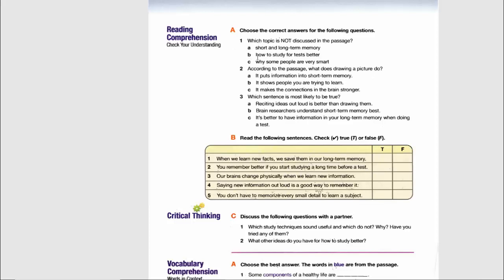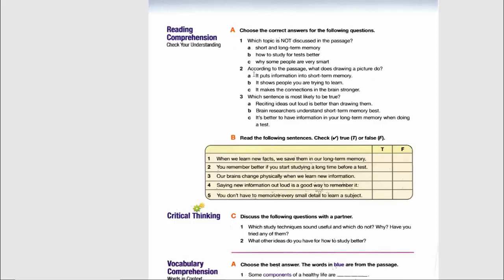B, how to study for tests better. It was the main idea somehow, so it is also incorrect. C, why some people are very smart. We didn't face a word like smart or people like these things. So which one is not discussed? C. Yeah, C is correct.